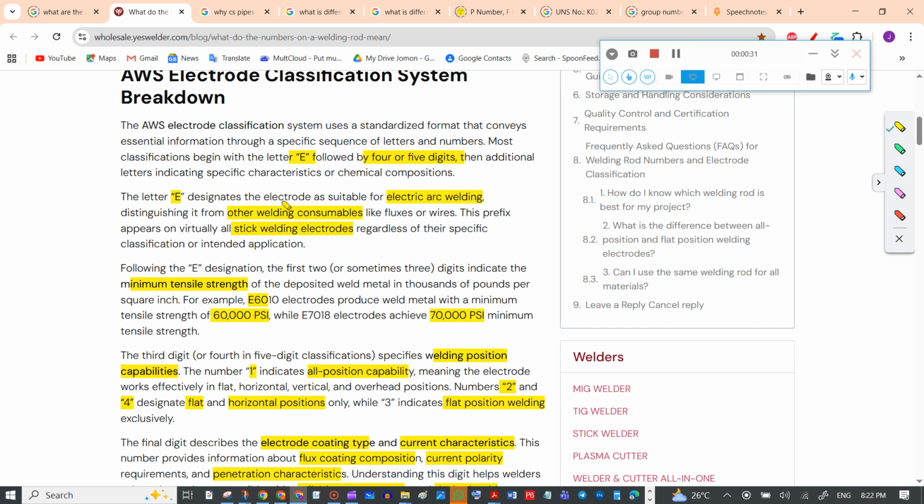Most of the electrode designations start with the letter E, followed by 4 or 5 digits. The letter E designates electrodes as suitable for electric arc welding. There are other kinds of welding consumables also, like fluxes and wires. So this E stands for electric arc welding. This prefix appears on virtually all stick welding electrodes, regardless of their specific classification.